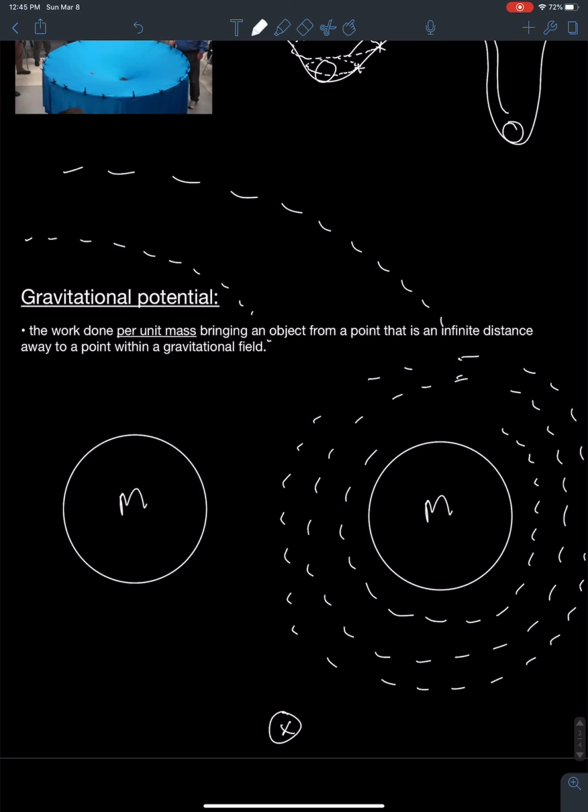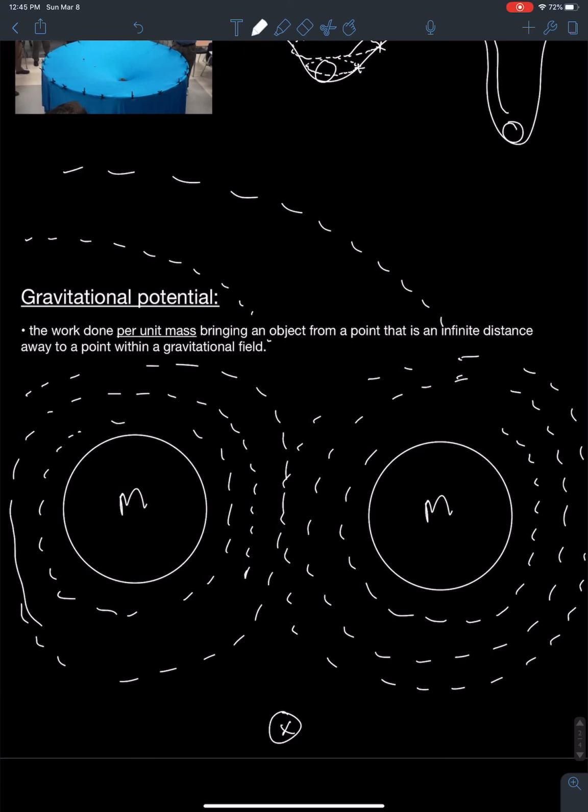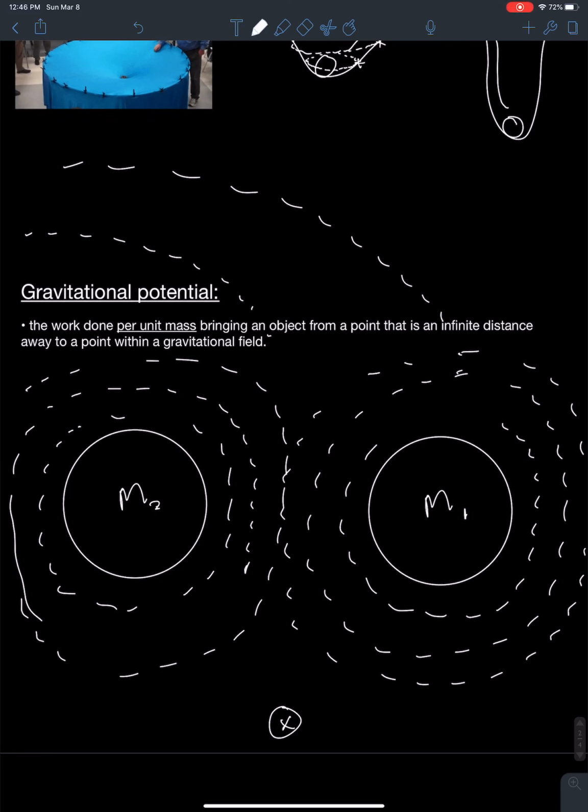Okay, so around the other planet are also concentric rings. Now, because energy is scalar, it's additive. Okay, so the amount of work that I would do taking an object from infinity to place it here is going to be the work I'd have to do as if I had this planet on its own, plus the work I'd have to do if I had that planet on its own. So I'd be able to add the amount of work that I'd have to do in both of those instances.